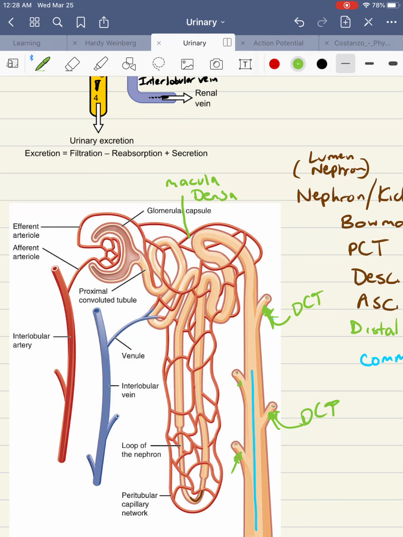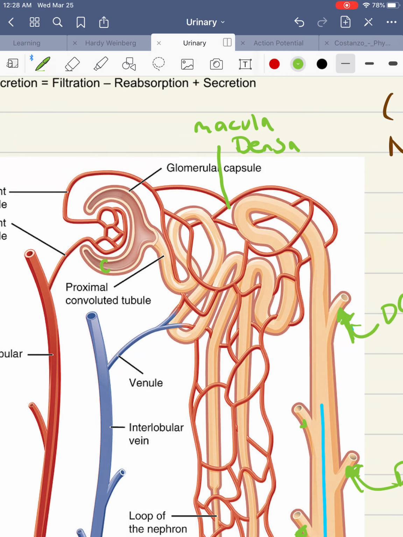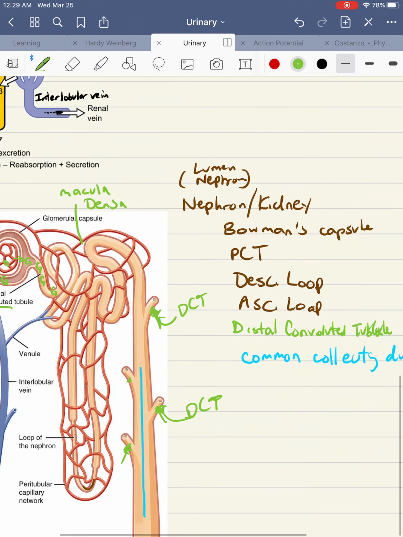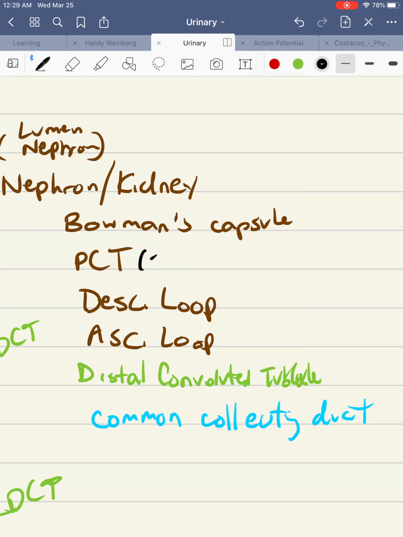But let's say you happen to be glucose, right? Glucose will go through. Glucose is small enough to actually go through this glomerulus, right? Sometimes we filter out stuff that's also good. In this case, we filter out glucose. And we don't want to filter that out because glucose is good for us. So at the proximal convoluted tubule, the PCT, that's the site of reabsorption.